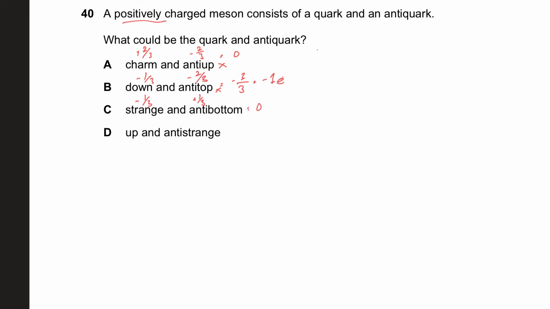Net charge 0. Next, an up quark has a charge of 2/3. A strange quark has a charge of -1/3, so an anti-strange will have a charge of +1/3. The total charge is 3/3 or 1e, positively charged. D is the correct answer.